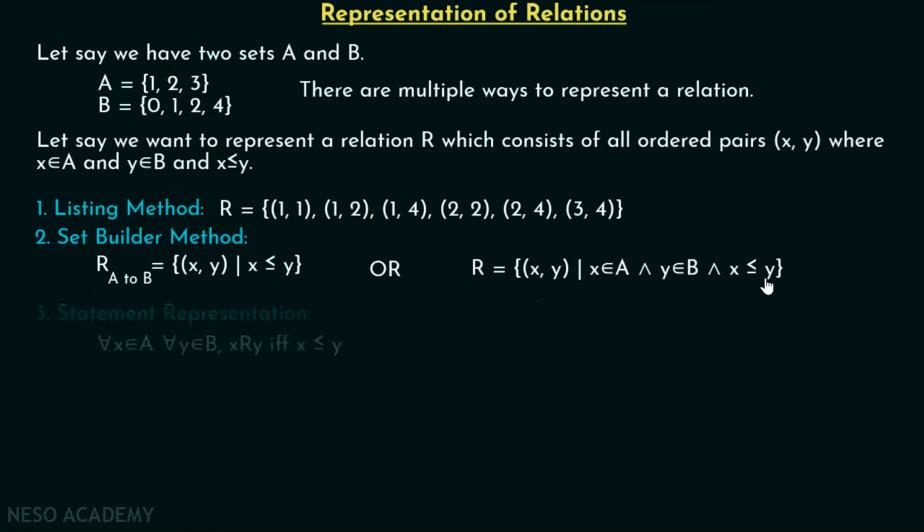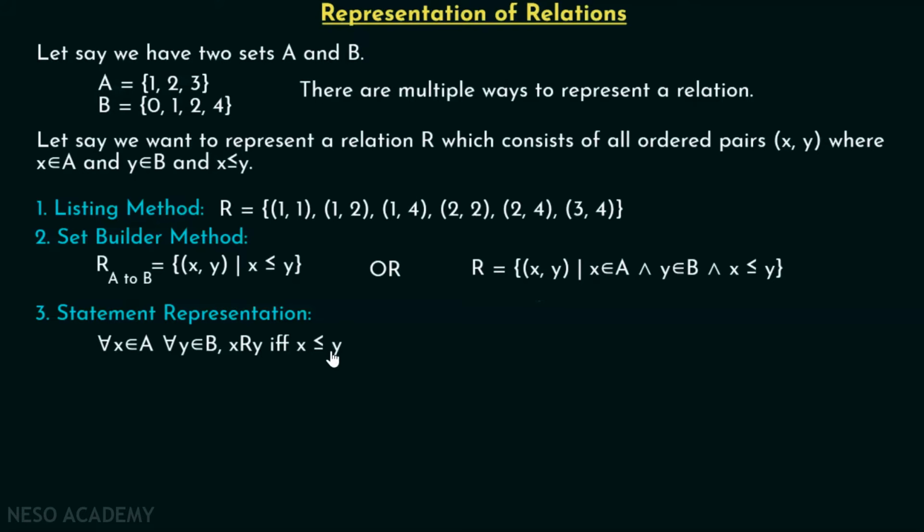Now the third method is statement representation. For all x belonging to A and for all y belonging to B, x is related to y if and only if x is less than or equal to y. This is statement representation. We are talking about every element of A and every element of B. For all x belonging to A and for all y belonging to B, x is related to y if and only if x is less than or equal to y.